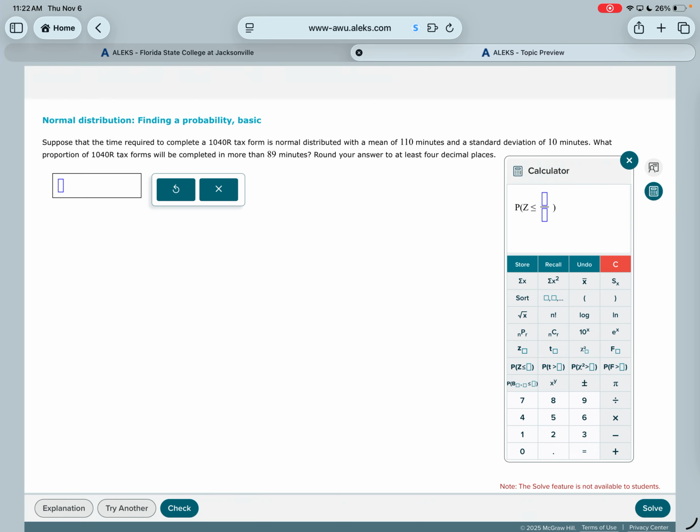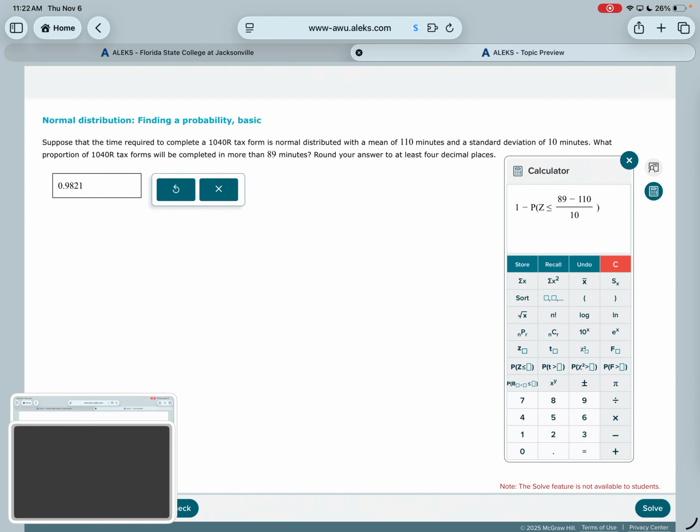First one, I'm going to make a fraction. 89 is my x minus the mean divided by the standard deviation. That's doing, I've got to find my z-score inside the calculator like that, right? But it says more than 89 minutes. So now I think, okay, it says more than 89 minutes, so I need to do 1 minus, right? And that should check my answer there. That should make it.